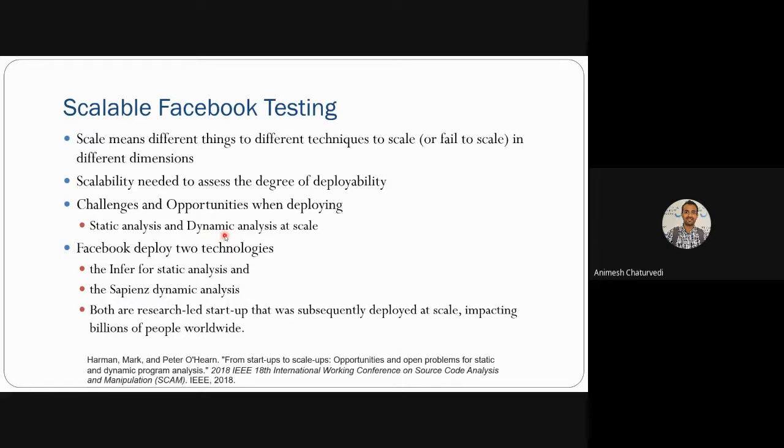So static analysis could be done, and dynamic analysis could be done. Both things could be analyzed. Then Facebook deployed two technologies which we will study. First one is Infer for static analysis. Second one is Sapienz for dynamic analysis. Both of these are research-based startups that subsequently became deployed at mass scale, and there are lots of people who are using these applications indirectly. Facebook is using Infer and Sapienz for testing purposes, so it indirectly affects billions of people across the world.